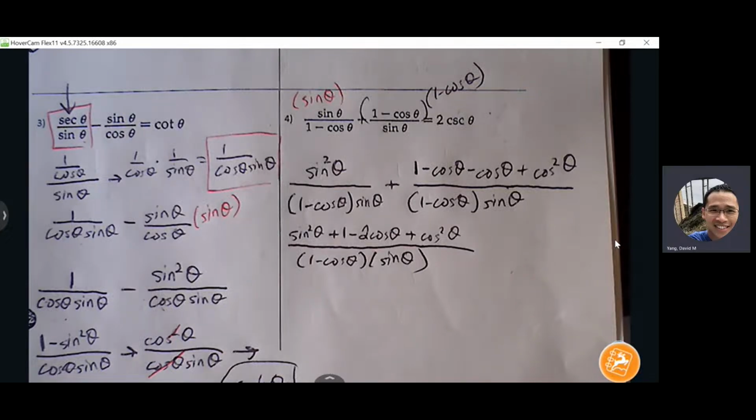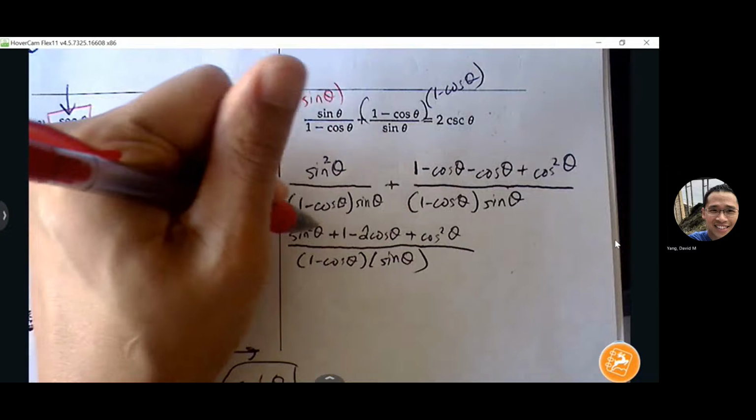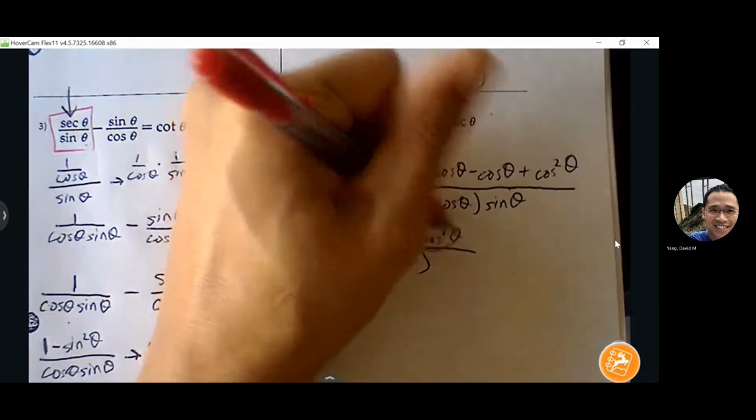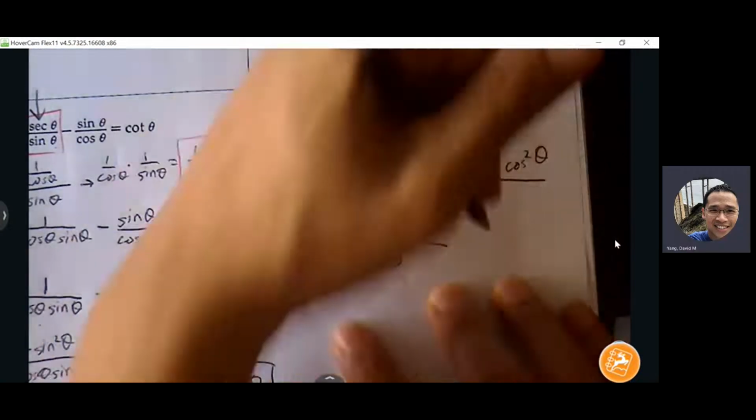Okay, let's clean up the numerator. I'm not going to FOIL the denominator. I think that 1 minus cosine is going to be helpful down the road. What about the numerator here? Sine squared and cosine squared becomes what? 1. And then 1 plus 1 is 2.